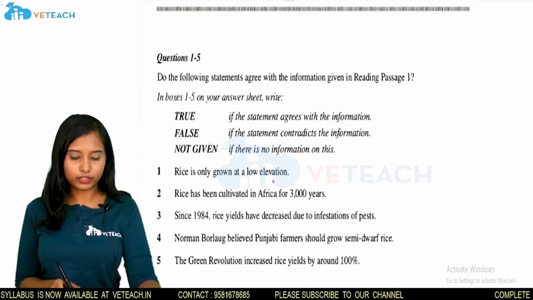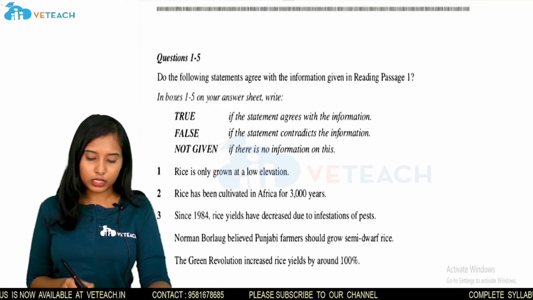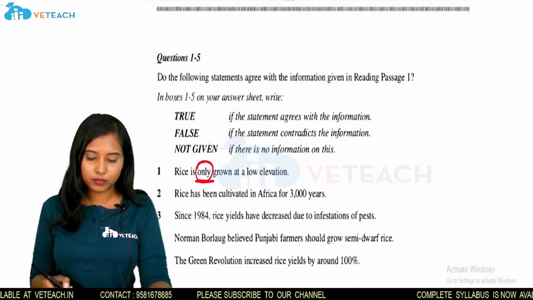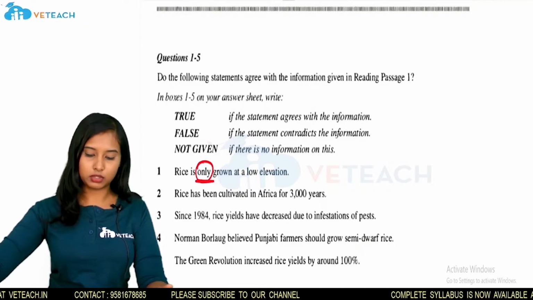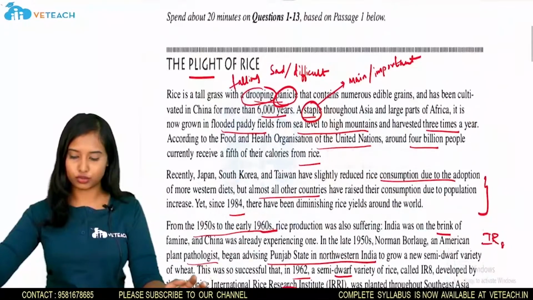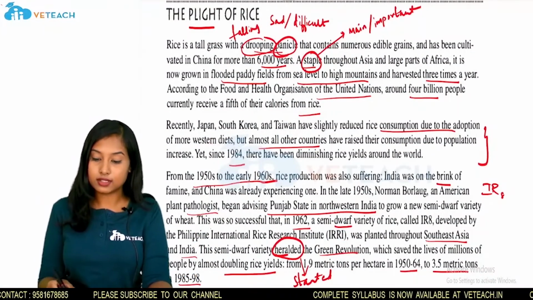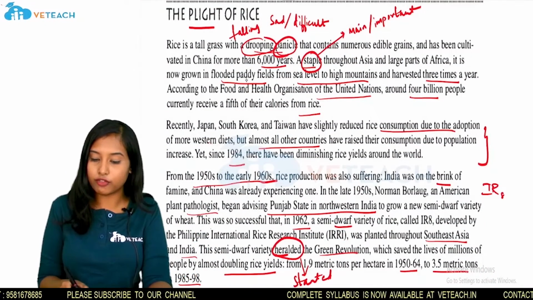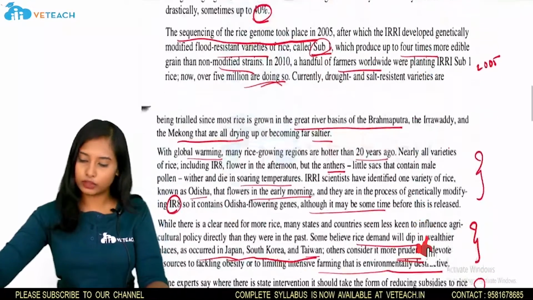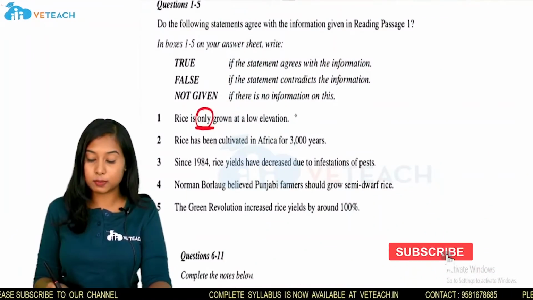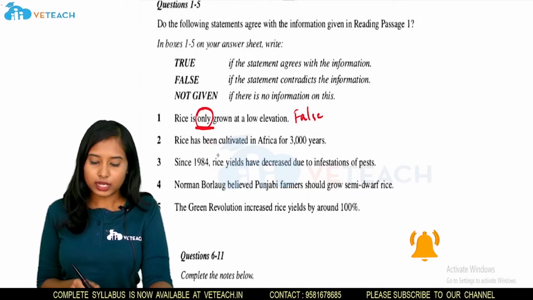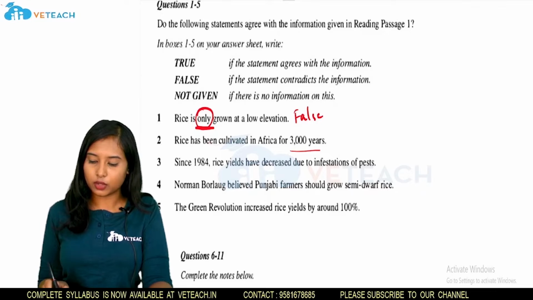Rice is only grown at a low elevation. Here's a tip for you. Whenever there is an extreme word mentioned like "only", it's mostly going to be a false statement. Either way, we'll refer to the passage and check if it is false or true. In the first passage and third sentence, it's given that it is now grown in flooded paddy fields from sea level to high mountains, which is from a low elevation to high elevation, which makes this particular statement a false statement.